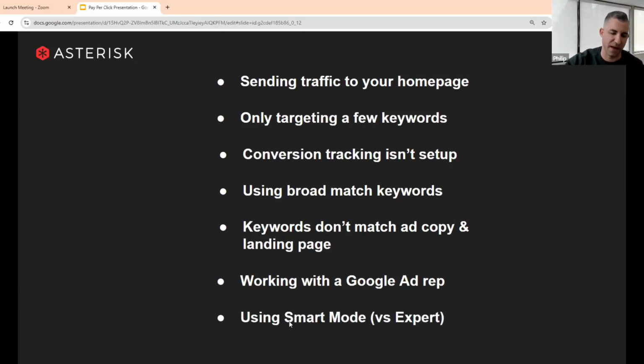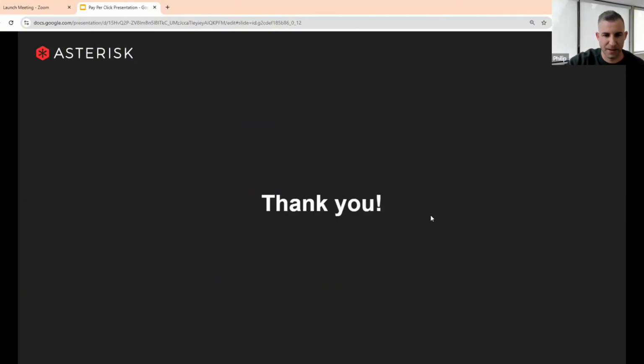And then there's an option to do smart mode versus expert. Google Ad Reps will want you to do smart mode. You should be doing expert, which gives you a lot more options. And if you learn from someone, you'll be able to learn and understand all of that.